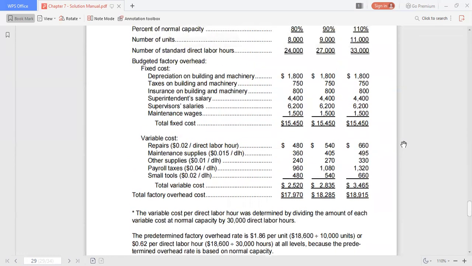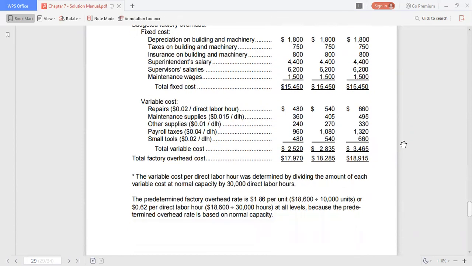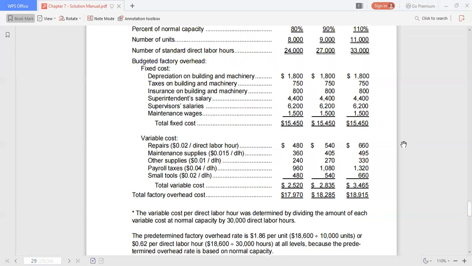So with 24,000 hours, we get 480. Here we have 540, multiplying 0.02 by 27,000 direct labor hours. And in the last column, we have 33,000 hours multiplied by 0.02. Again, we compute the rate per variable cost item by dividing the total amount of the variable cost by the normal capacity of 30,000 hours.